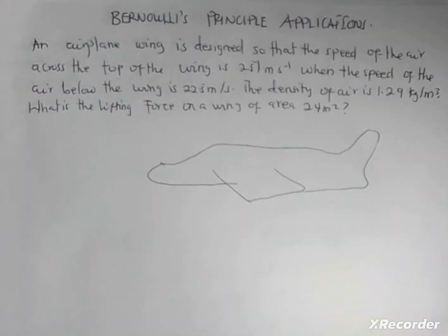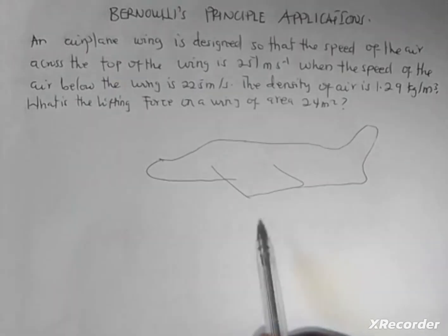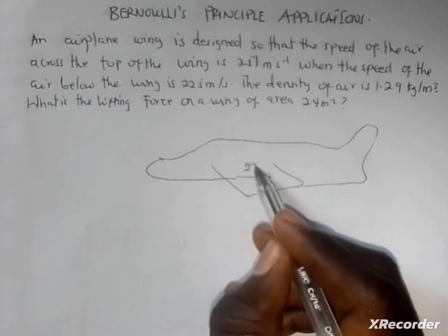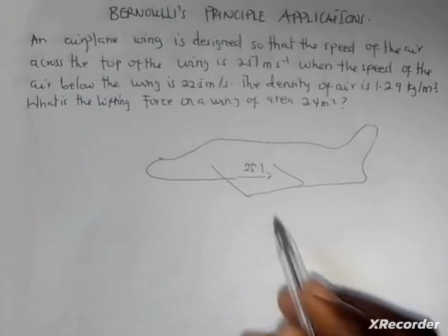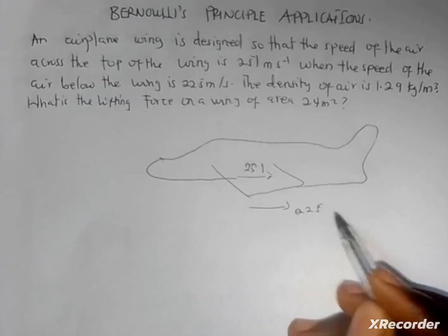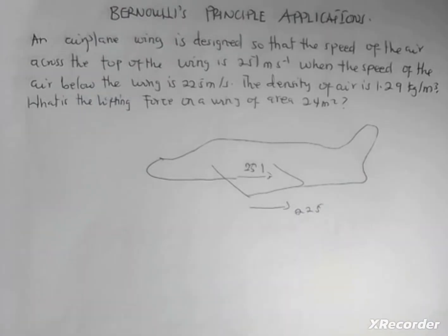you realize that the wing is designed so that the speed of air across the top is always 251 when the speed of air below is 225. So right now the problem we are dealing with is centered on what? Horizontal distance. It has nothing to do with height or the level the aeroplane has reached in the sky.